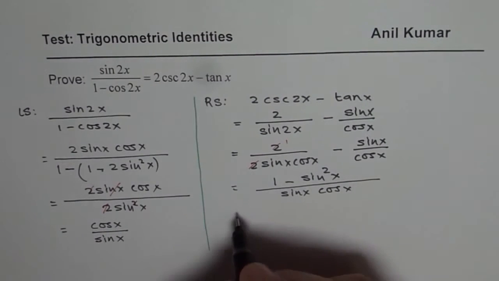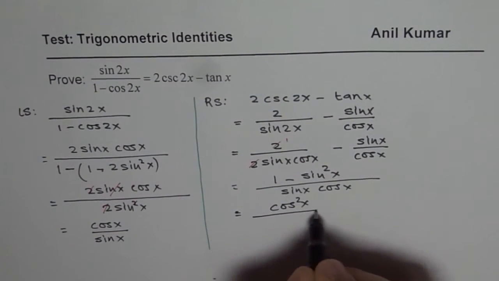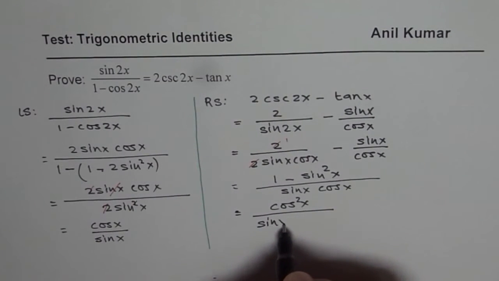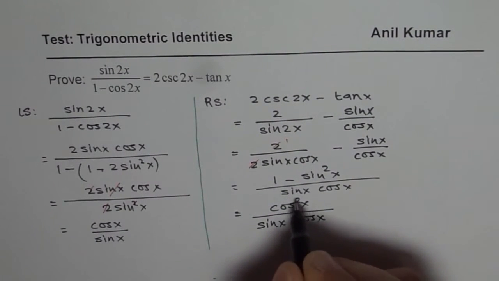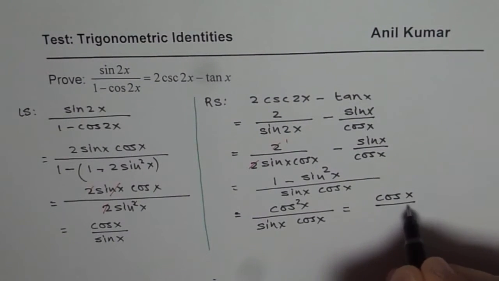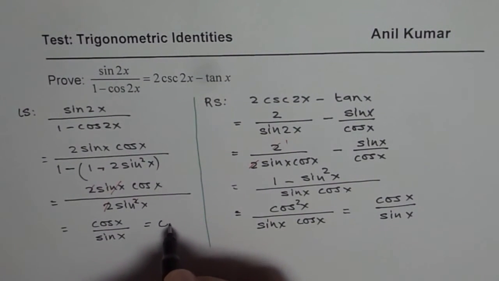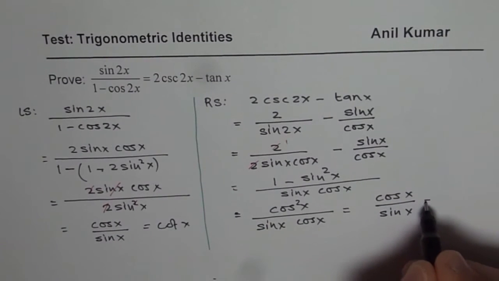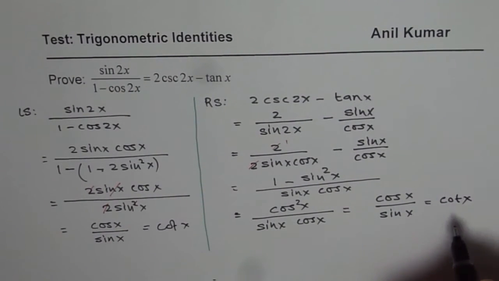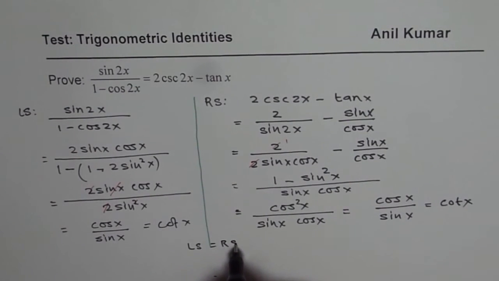Now what is 1 minus sin square x? It is cos square x divided by sin x cos x. Now one of the cos gets cancelled, so you're left with cos x over sin x. Do you see that? So both sides are actually equal to cotangent x. Do you see that? Both sides are equal to cot x. Now therefore we say left side is equal to right side.